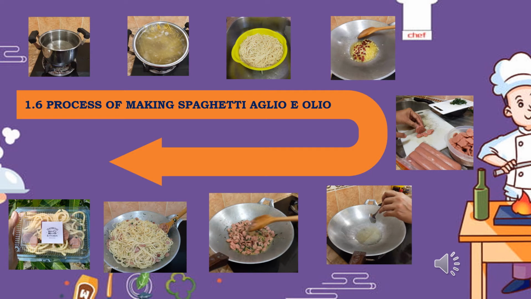Step 8. Add in cooked pasta into the wok and mix up all the ingredients in the wok until the aglio e olio flavor evenly coats the pasta. And the last step, spaghetti aglio e olio is ready to be served and packed into its branded container packaging.